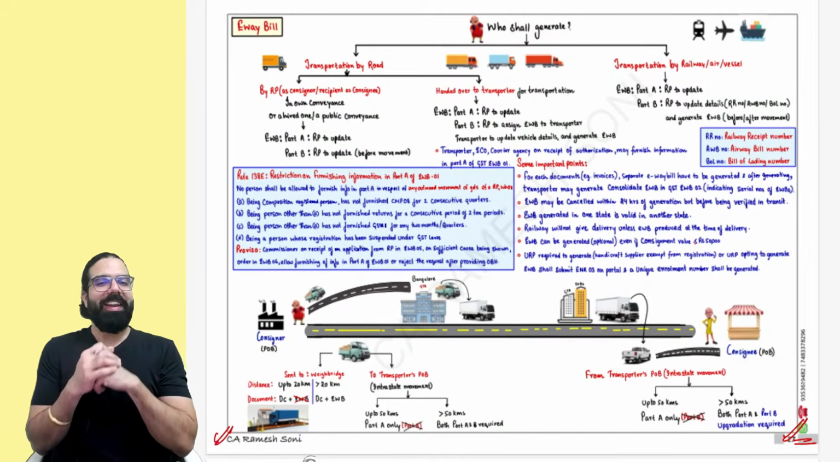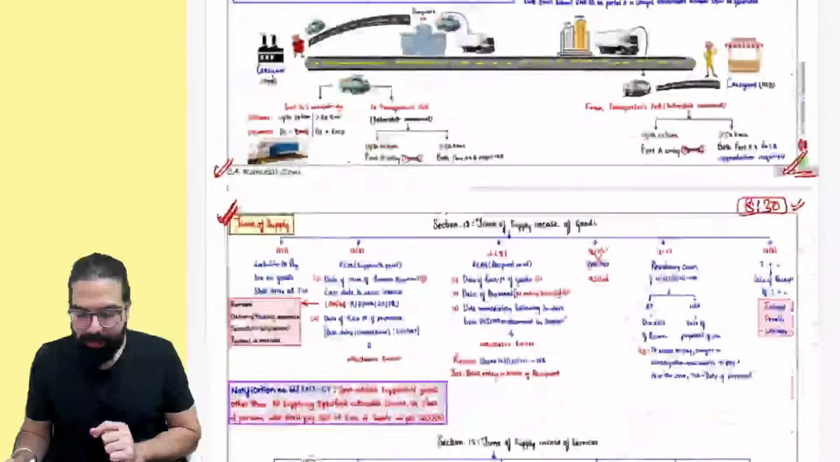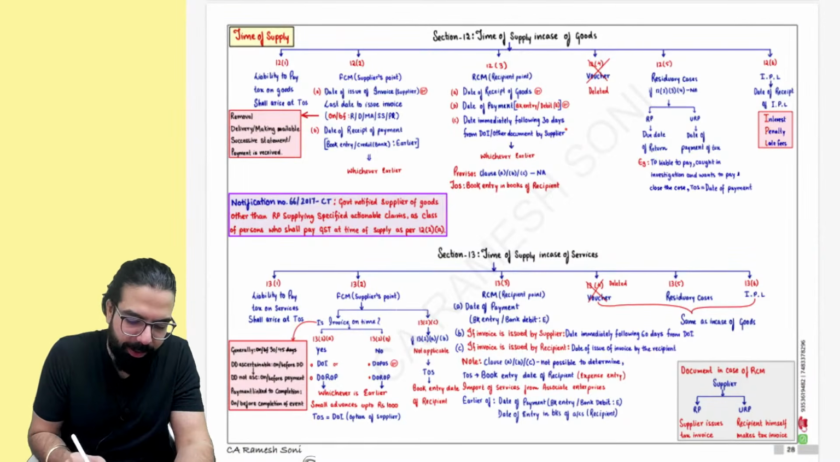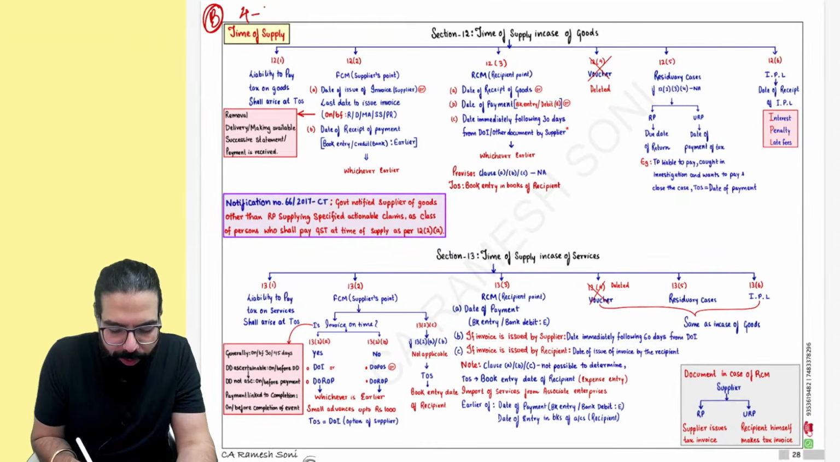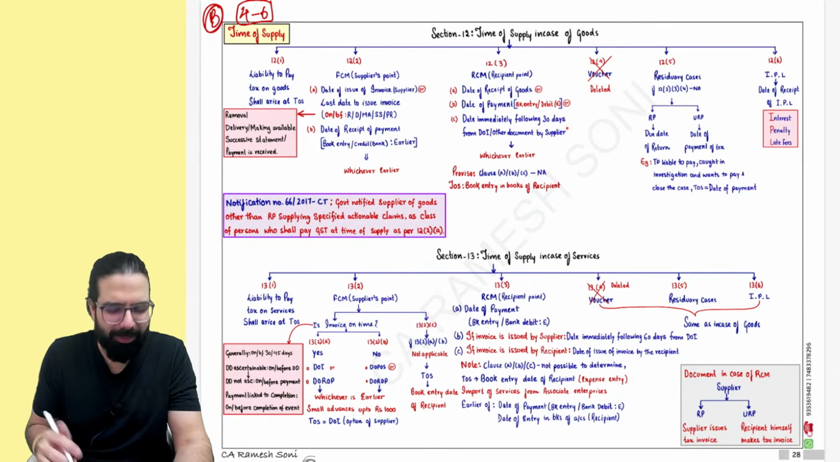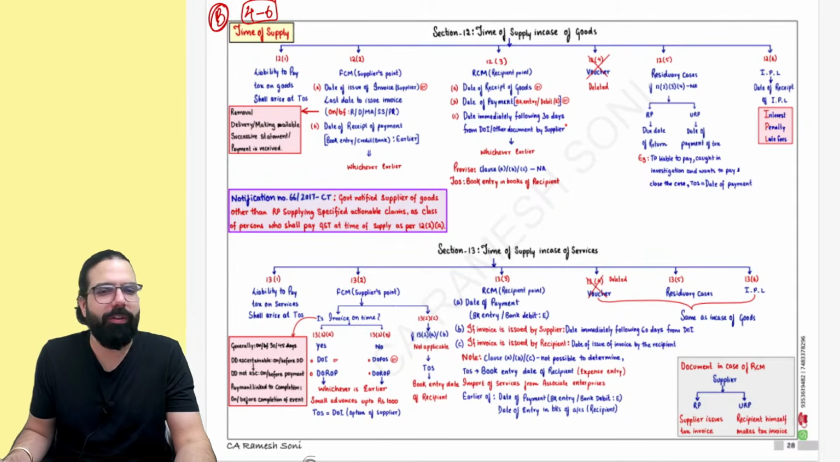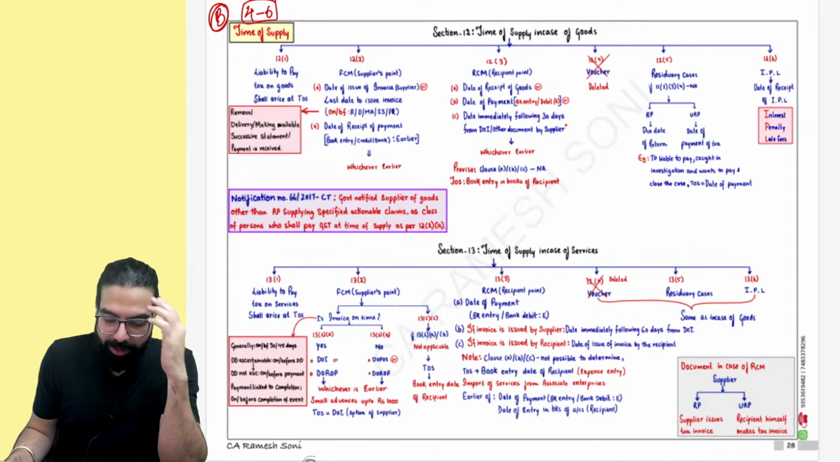All right, students, let's now do the next chapter. The chapter we are going to revise today is time of supply. From the exam point of view, time of supply is B graded. I feel you can get a small 4 to 6 mark question in the exam. 4 marks is what I am expecting. You can also get a small 2 mark MCQ. Now let's do this chapter of time of supply.